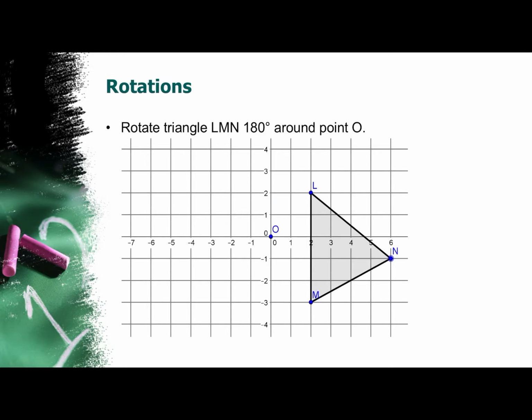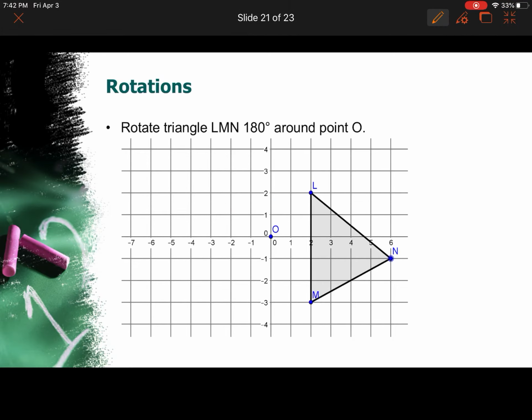Okay, this time we're going to go 180 degrees. So it's actually really going to flip straight through. This line here is still going to be, so this will be right here. It's going to go up to, sorry, went too far. There's the 3. There's the L prime. There's the M prime. And there's the N prime.